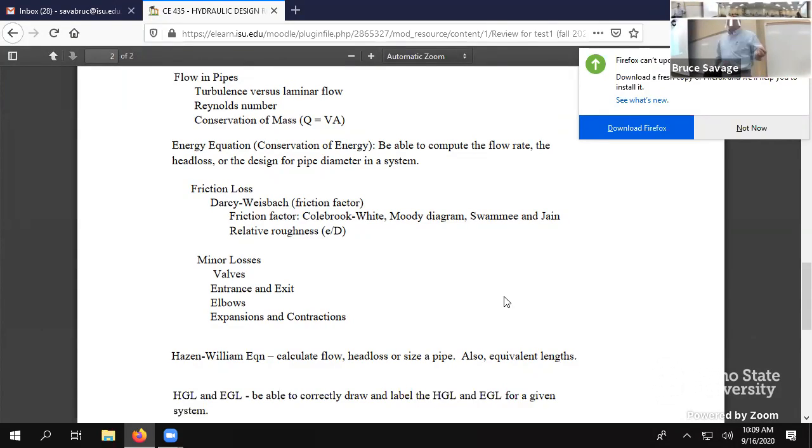Otherwise, you can use Swamee-Jain. But you can always use Swamee-Jain to check your work. Like, if I'm not sure I'm reading this right, I punch this into the Swamee-Jain equation, boom, it falls right out. You know if you're pretty close.